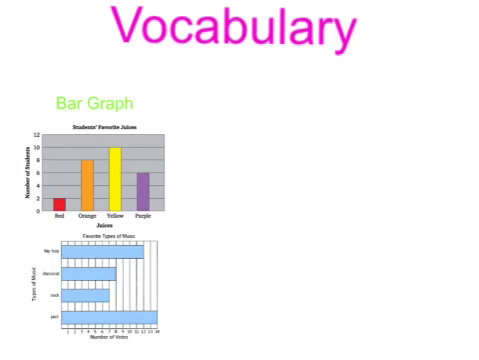Bar graph. A graph with horizontal or vertical bars that represent data. This bar graph has vertical bars, and this bar graph has horizontal bars.